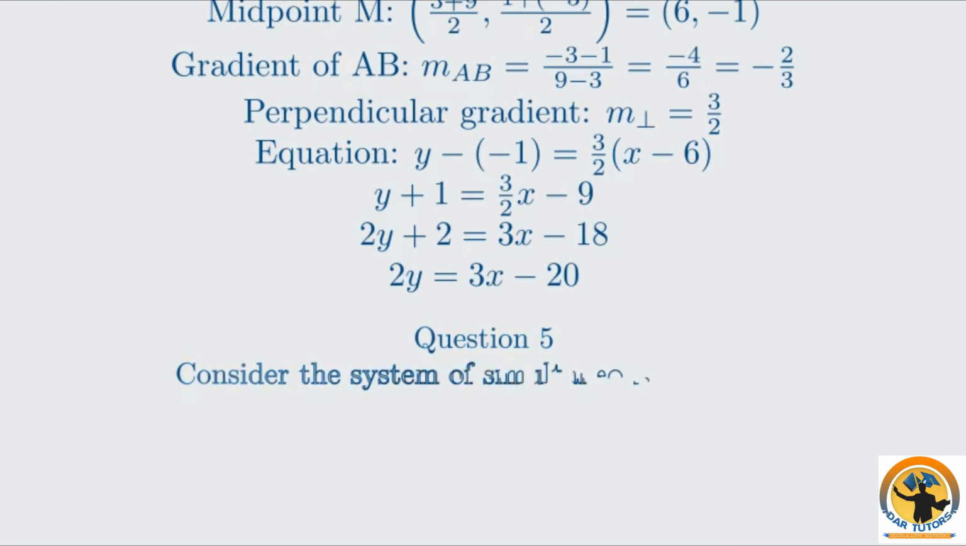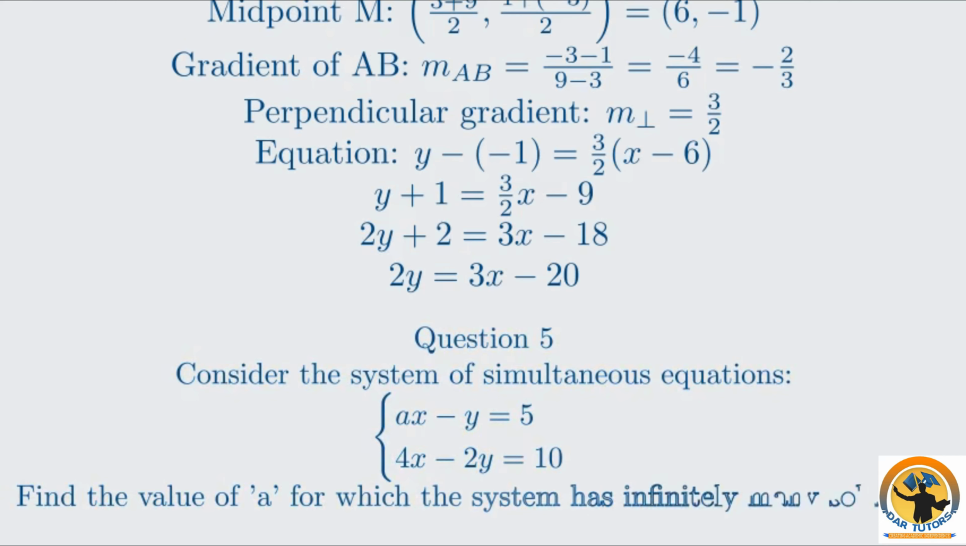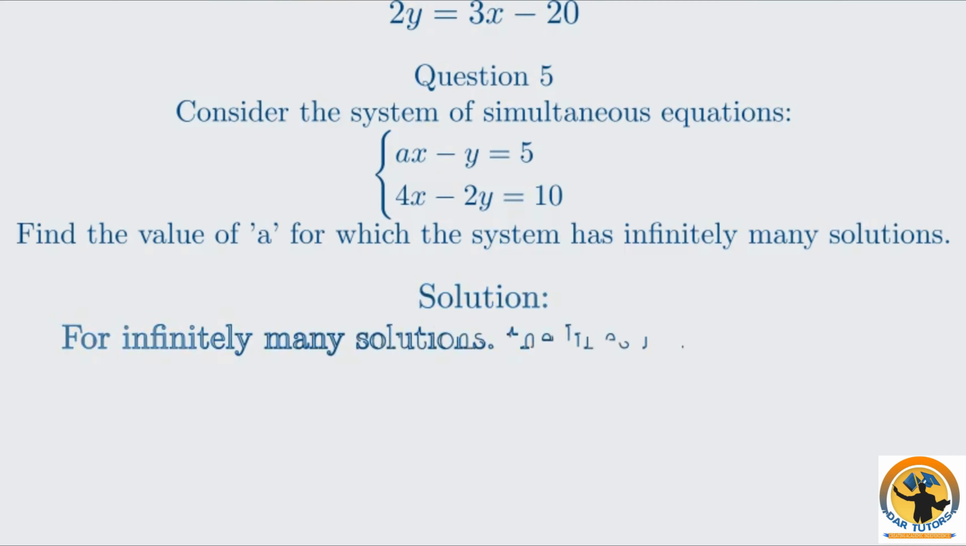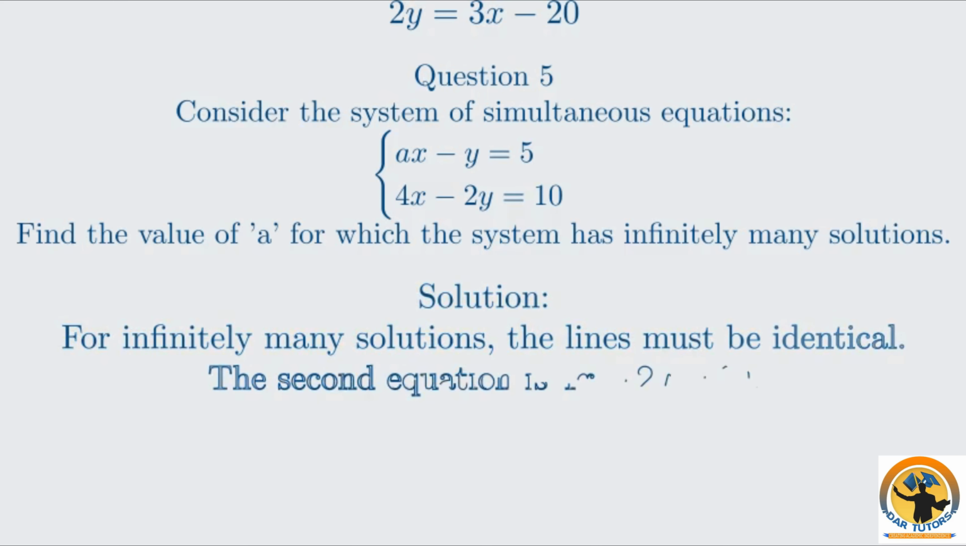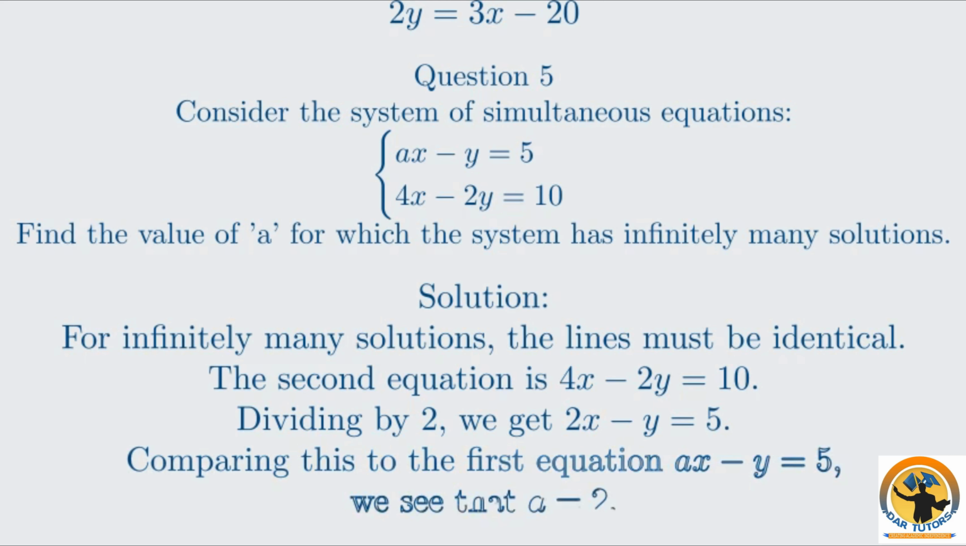Finally, Question 5 involves a system with a parameter a. Determine the value of a that leads to infinitely many solutions. Infinitely many solutions occur when the lines are identical. We can achieve this by making their equations multiples of each other. The second equation, 4x minus 2y equals 10, can be divided by 2 to get 2x minus y equals 5. This new equation is identical to the first if a equals 2. So, a equals 2.